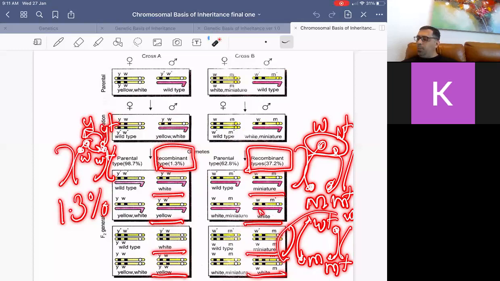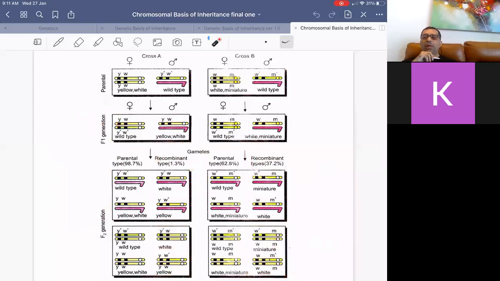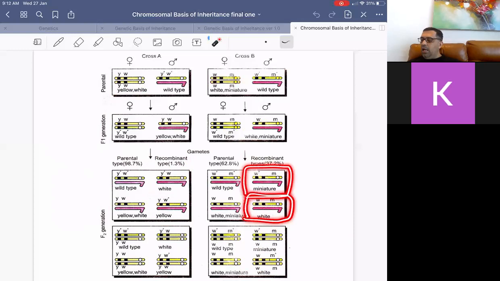37.2%. Recombinations are possible. This was beautifully proven by Morgan in Drosophila: white and yellow are tightly linked, and separation of white and yellow as recombinants is only 1.3%. But white and miniature are far apart, loosely linked, and the percentage of recombination, miniature allele, white allele, is as high as 37.2%. So this was proven by Morgan's experiment.